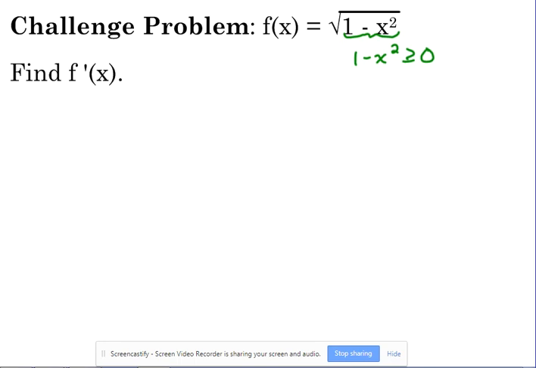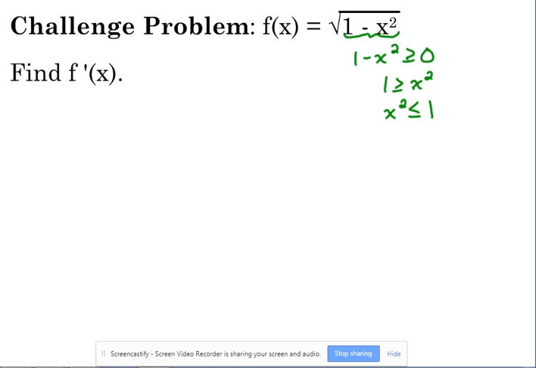So if we add the x squared over to make this a positive x squared, trying to solve for x here, let me flip this around because it's a little bit easier to think about. If x squared is less than or equal to 1, then we're good. x squared has to be less than or equal to 1. So let's think about what values of x will work here. Obviously, if x is 1, then 1 squared is 1. 1 is equal to 1, so we're good there.